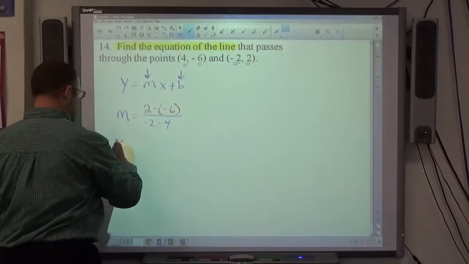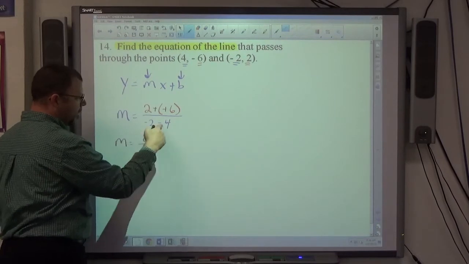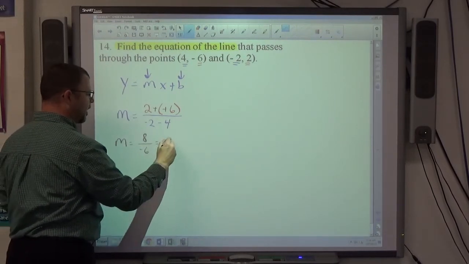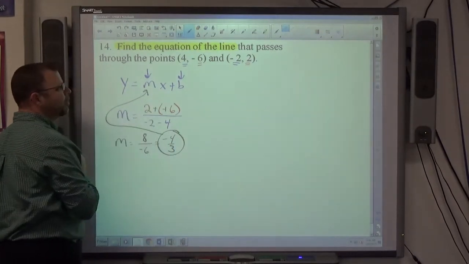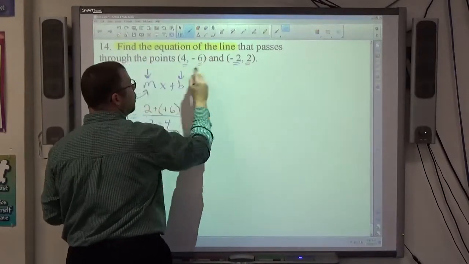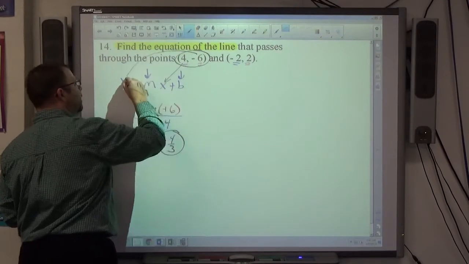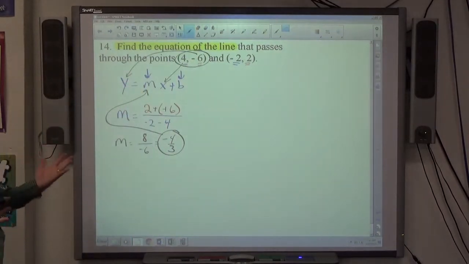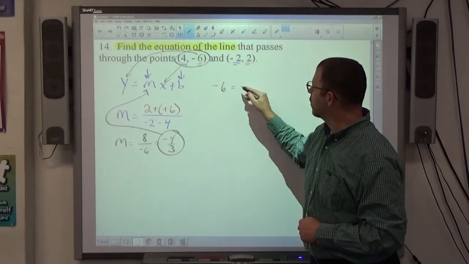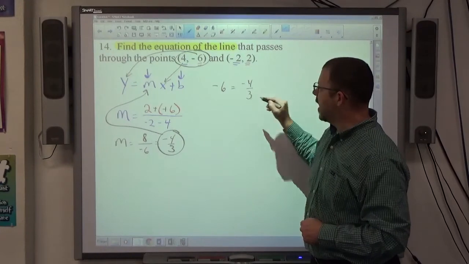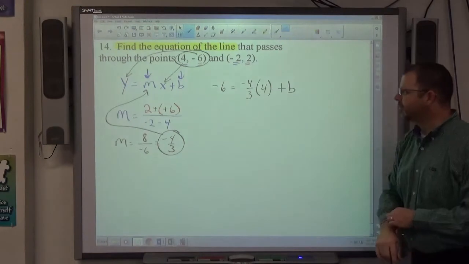If I do the slope formula correctly here, minus minus is the same as plus. That gets me 8 on top. Minus 2 minus 4 is minus 6, which gets me a negative 4/3 slope. So negative 4/3 is my slope. All I have to do now is find the y-intercept. To find the y-intercept, I'm going to take one of these 2 points. Doesn't matter which one. I'm going to change x and y into the point values from the point that I'm picking. So I put negative 6 in place of y, equals, negative 4/3 in place of m, 4 in place of x, and b where b is, because I don't know what it is yet.